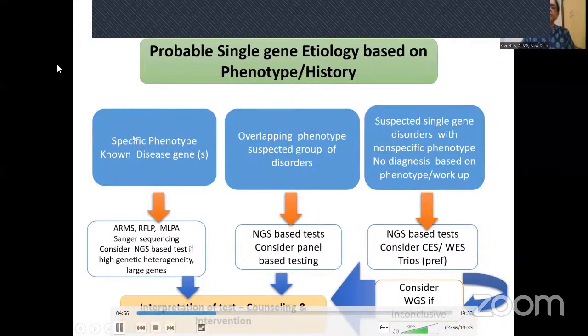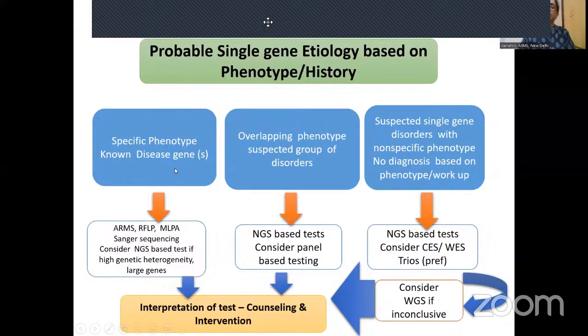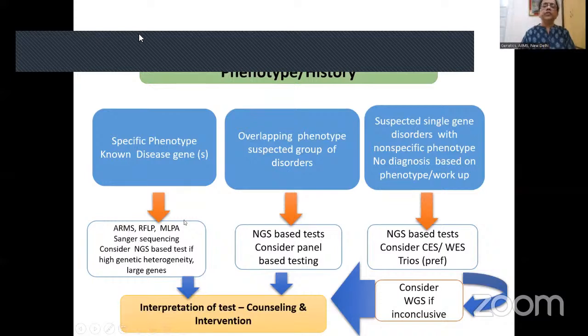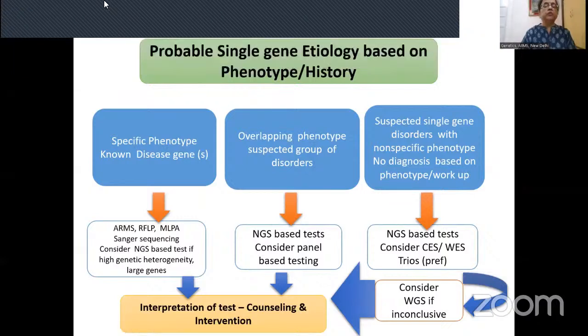So if you have a specific phenotype of a known disease where the gene is known, or there are some specific hotspot mutations which are causing that particular disease, then you can have a targeted testing, which may be in the form of some specific test like ARMS or MLPA or Sanger sequencing of a specific exon. Or you may sequence the whole gene if it's a small gene. But in situations where the genes are large, NGS-based testing turns out to be cheaper.